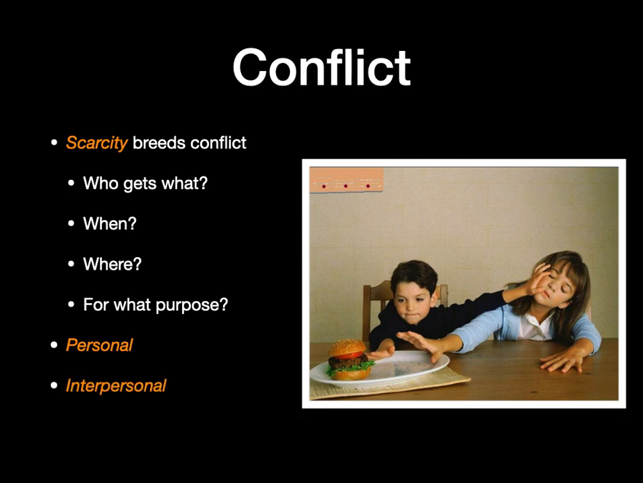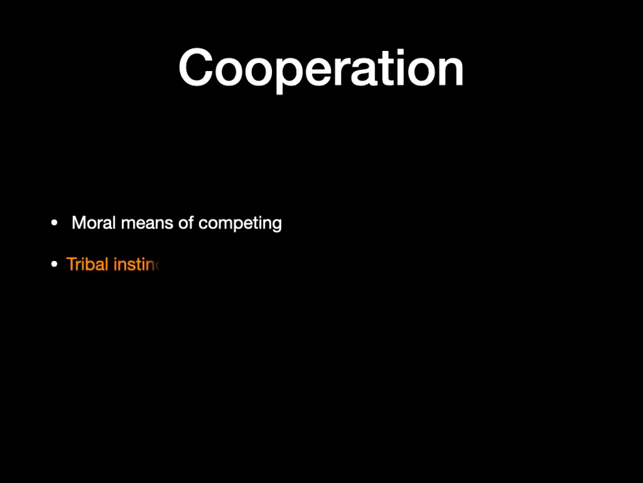Interpersonal conflict is conflict between two or more people. And when you have more than one person, then all of a sudden you're conflicting over how things are used, where they're used, things like that. So that's the interpersonal conflict. We have to come up with a way of resolving this conflict. So one thing we want to look at is a moral means of competing. And that's not so easy.